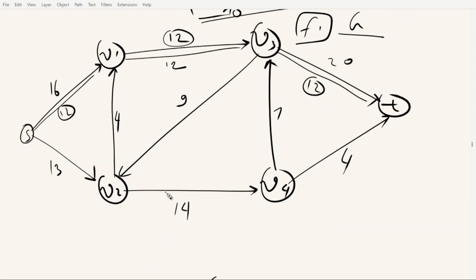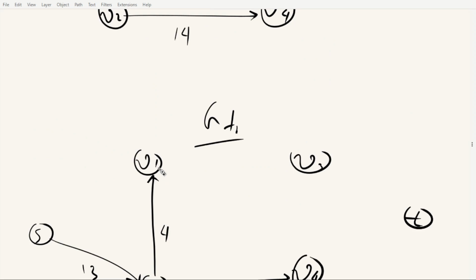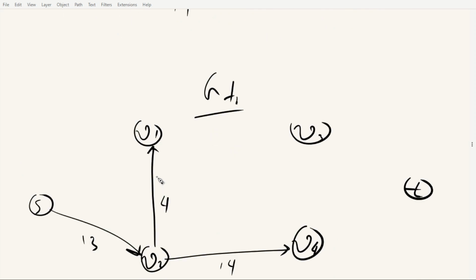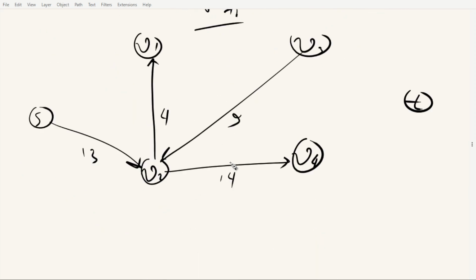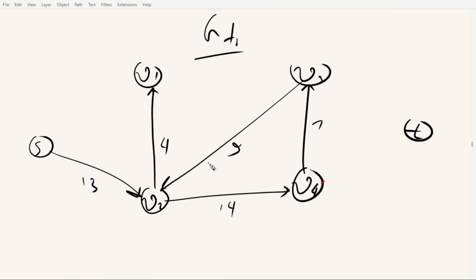Then we have 2 to 4 is 14. These are residual capacities. 3 to 2 is 9. Then 4 to 3 is 7. 4 to T is 4.